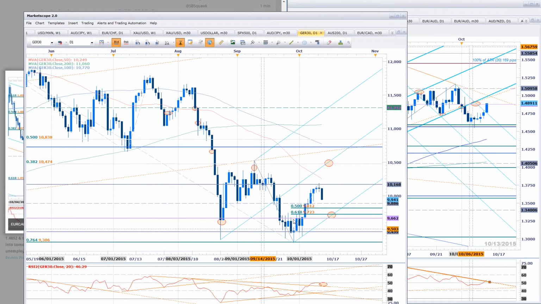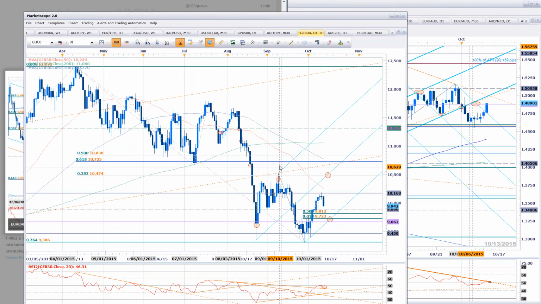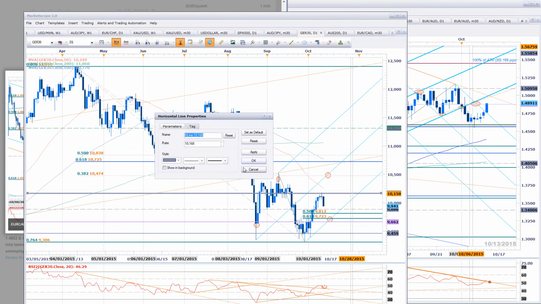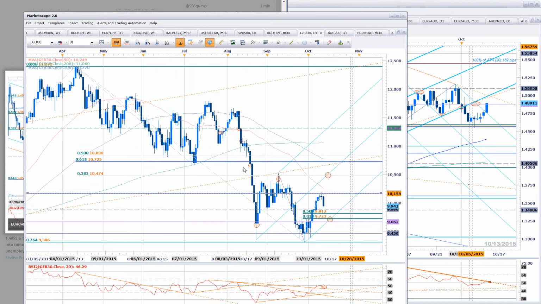The reversal day close. I knew it was something. So it's the high day close for September. Let's put that in there. So the September high day close caught the high yesterday, almost to the pip.